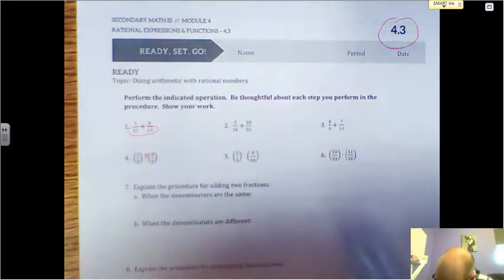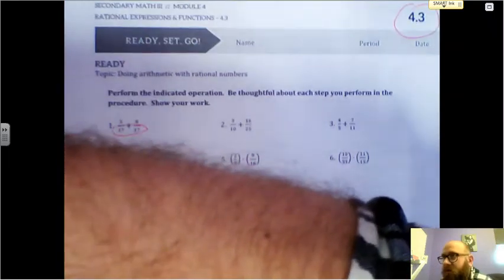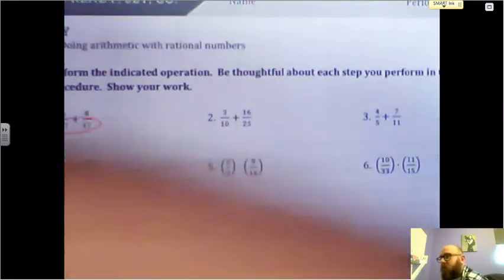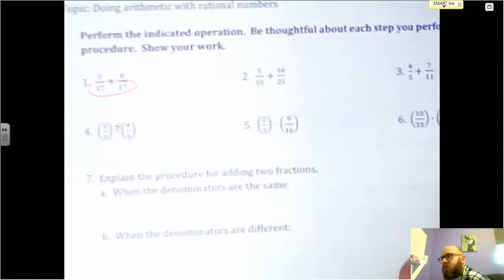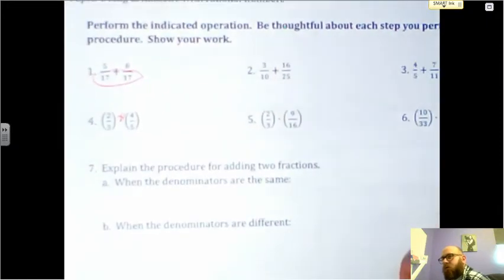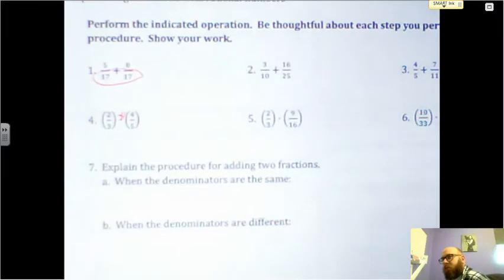So here, actually, let me zoom this in just a little bit more. It's a little far away. There we go. One day I'll get this new document camera the way I like it.